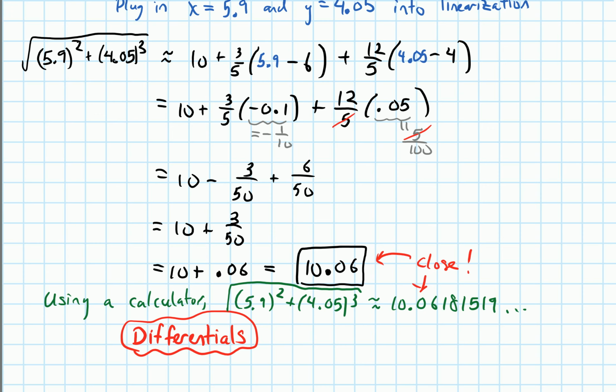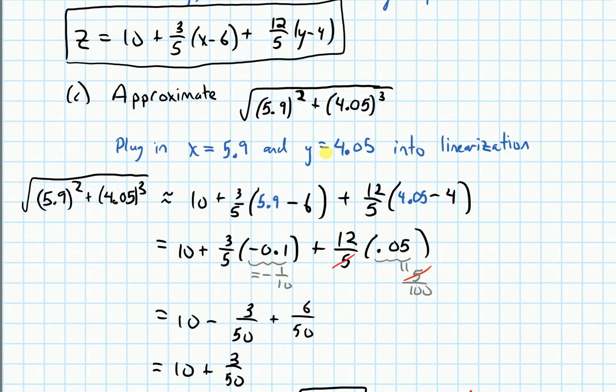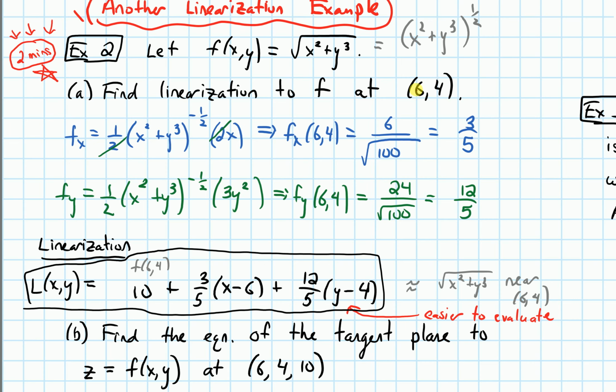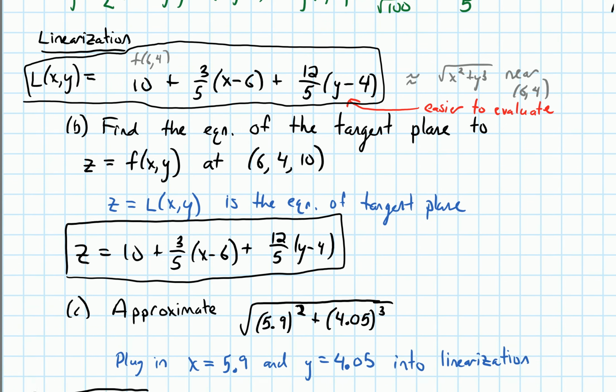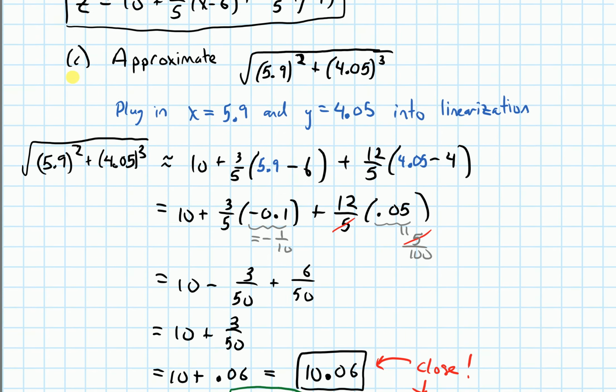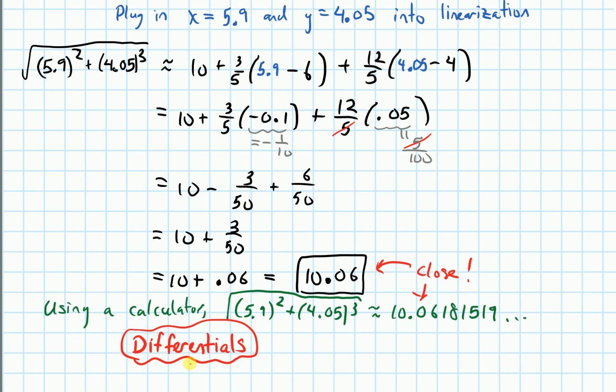Okay, and part of the reason why it's very close is the points that we were plugging in, 5.9 and 4.05, they were super close to our known values that we were basing our approximation off of, where x equals 6 and y equals 4. Typically, that's going to be the case. The closer our approximation point is to this known point that we base the approximation off of, the closer our approximation will be. So in the next video, we will talk about what are called differentials. And differentials are going to be a way for us to perform some error analysis.